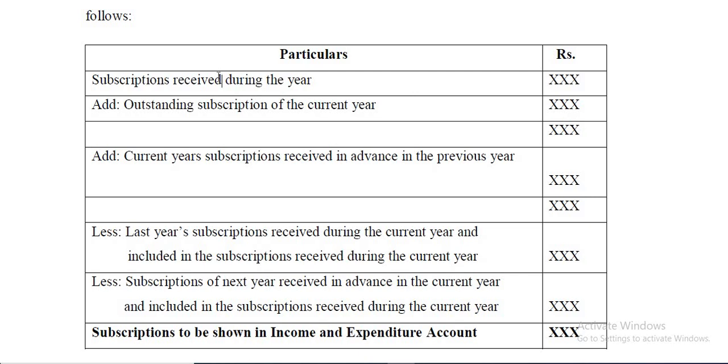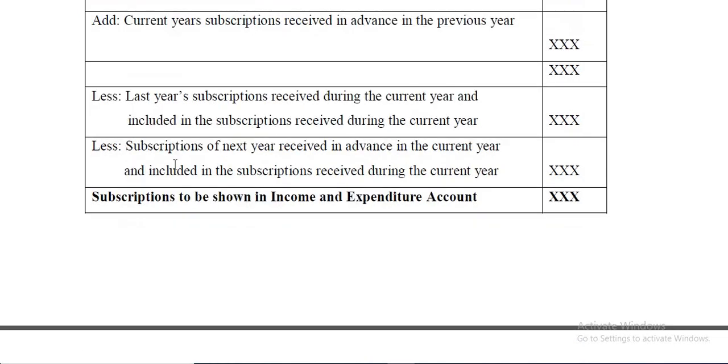So if there are certain outstanding subscriptions during the current year, they have to be added. And if subscription of current year were received during last year, then since it is relating to current year, that should be added. And then you have to deduct one or two items like current year subscription includes subscription received during the year and they were outstanding during the previous year.